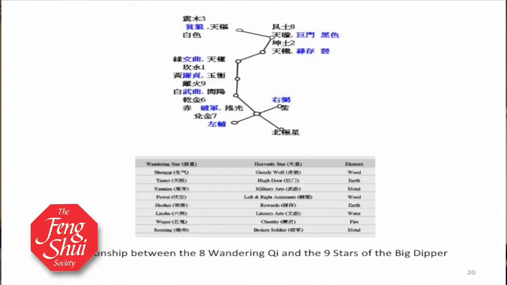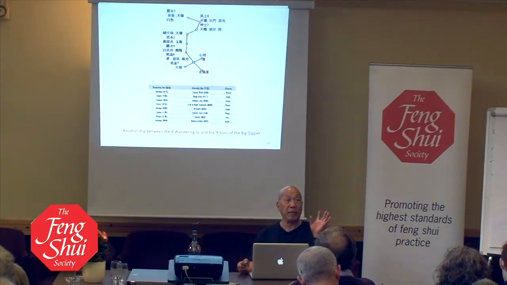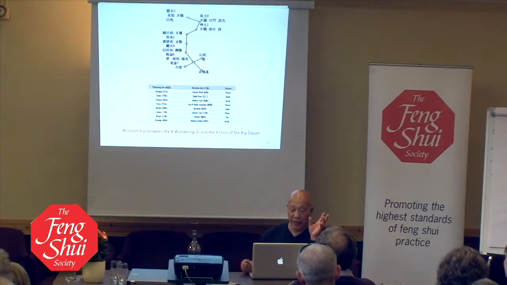They correlate the 9 stars to the 8 wandering qi and give them an element. This is really man-made, right? In the sense that somebody down the line, somebody in the past, made these correlations, made these matchings, and they've all been accepted. And we work with the system. There's nothing magical about this, right?